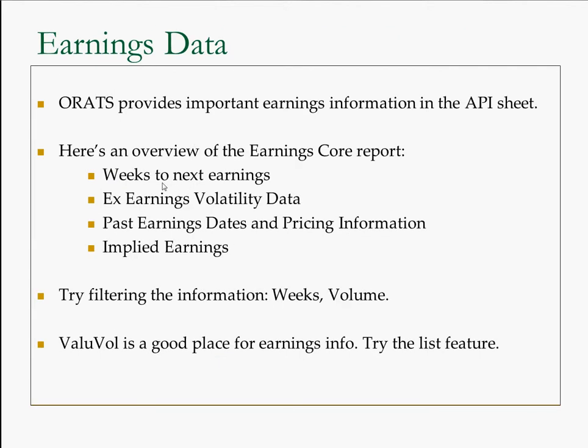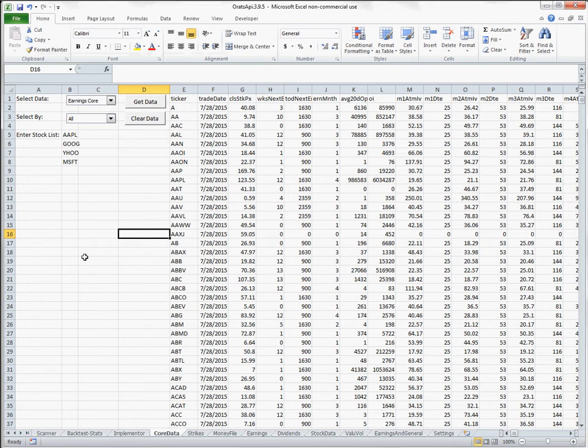So we'll be looking at the earnings core report, and then we'll be filtering by weeks to next earnings and some volume. We'll want the stocks to have some volume so we can put a trade potentially. And we'll then look at the value vol and try the list feature. So let's go to the sheet, and we'll go to the core data sheet in the drop down earnings core.